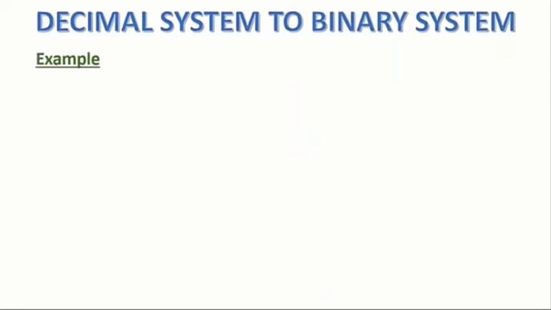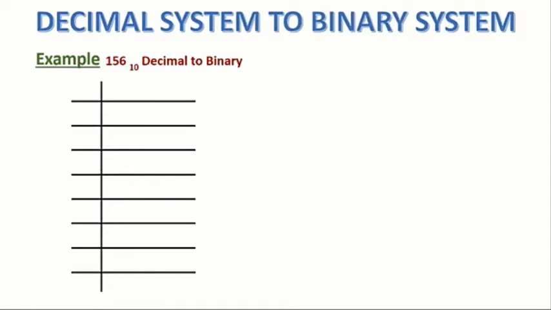How will you convert? For example, 156 base 10 means the decimal number system, which you want to convert to binary. So I will do repeated division, because I want to convert into binary, and the binary base is 2, so I will do repeated division by 2. The first value is 156. Now you have to check how I will divide it.